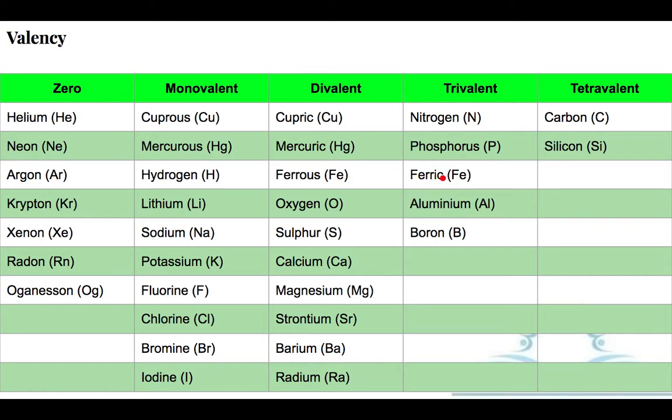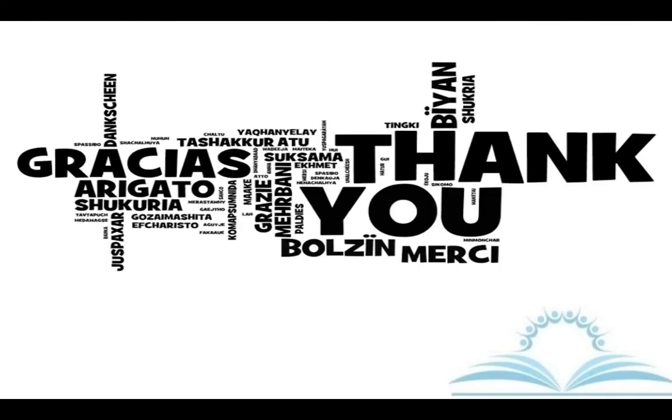Similarly, ferrous and ferric. These are the two valencies of iron. Here this iron has less valency, so ferrous, suffix OUS. And this iron has more valency, so ferric, suffix IC. The same applies in other cases too. So remember this. Divalent means these elements have valency two, these elements have valency three, and carbon and silicon have valency four. So remember these valencies. With this, thank you so much.